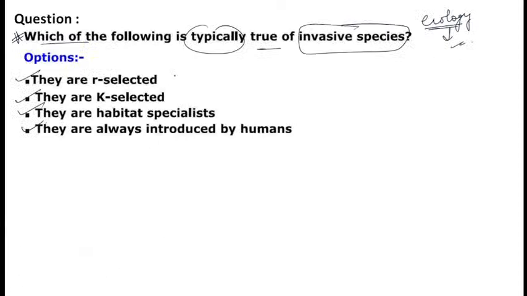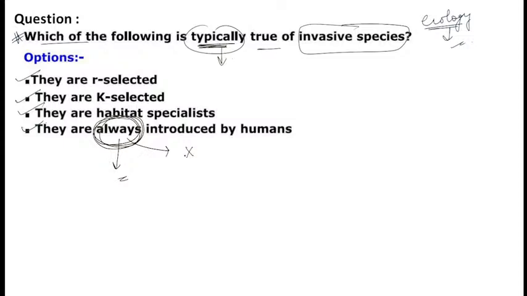See, what is it asking? Which of them is typically true? It is not always introduced by humans. The word "always" is an absolute statement, so this particular statement is incorrect. It is not always that the invasive species would be introduced by humans.